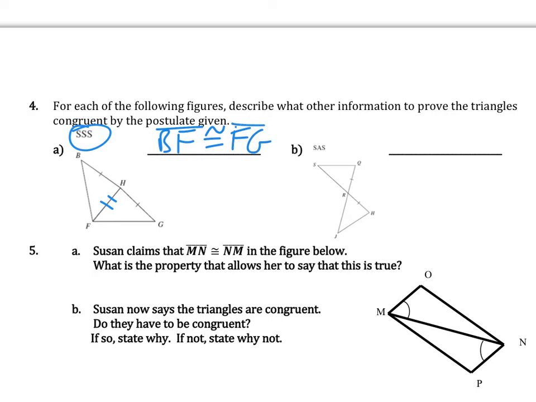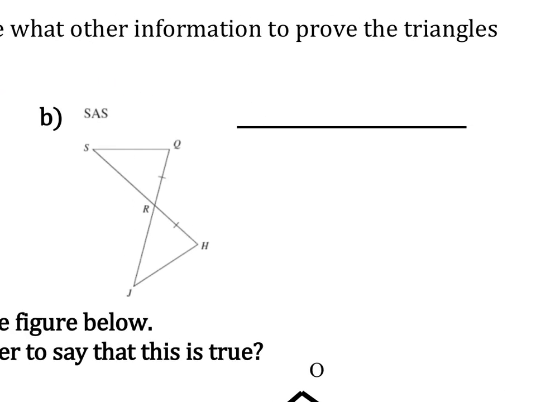Okay? This one over here, we know we got some congruent sides here, QR and RH. And we also have the vertical angles. We can mark those.